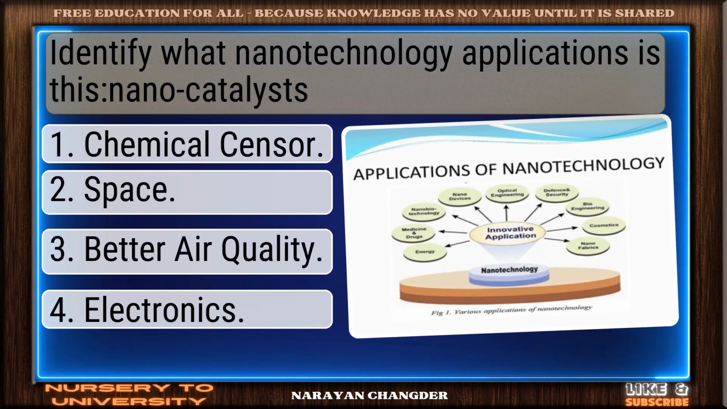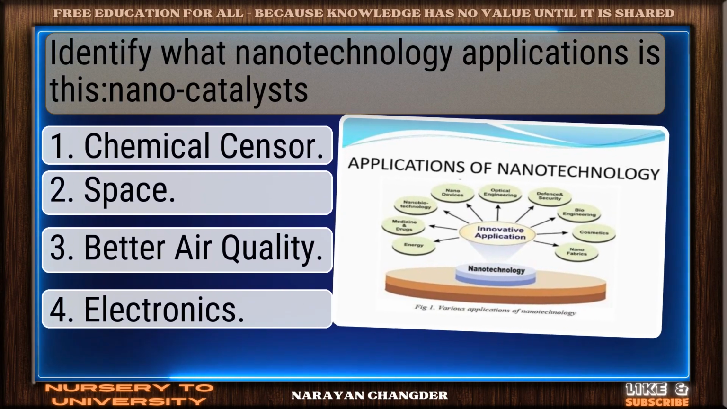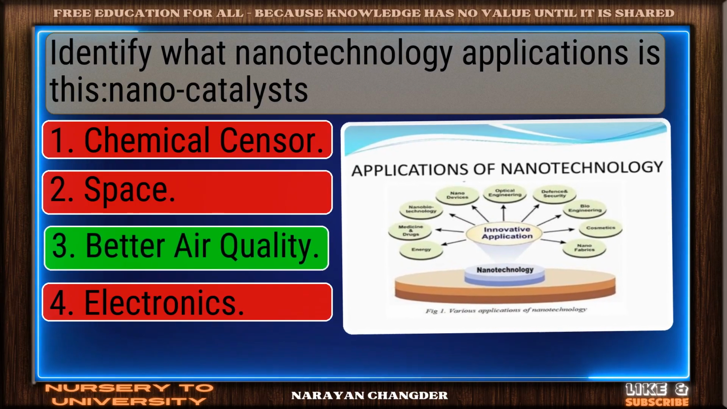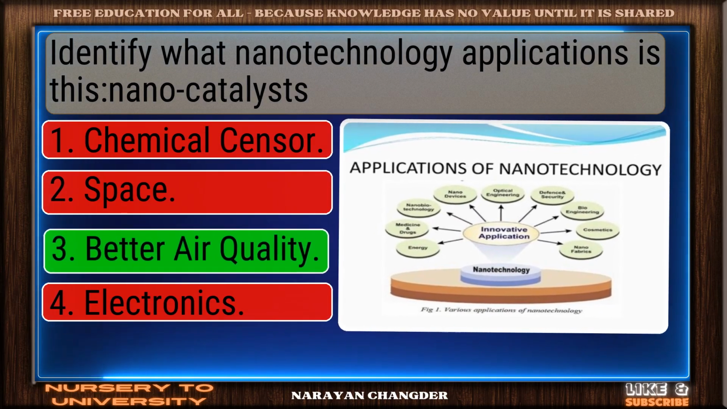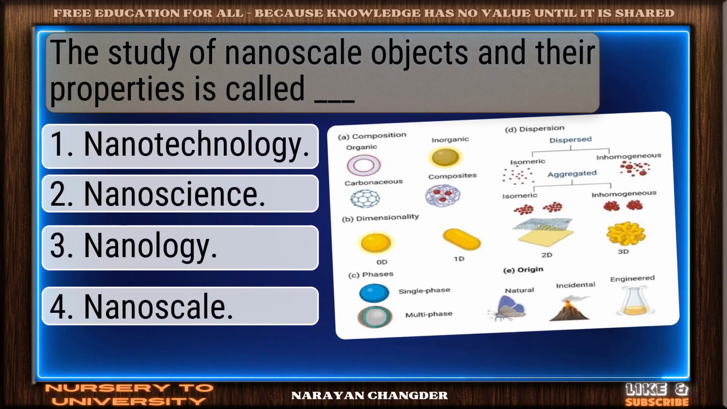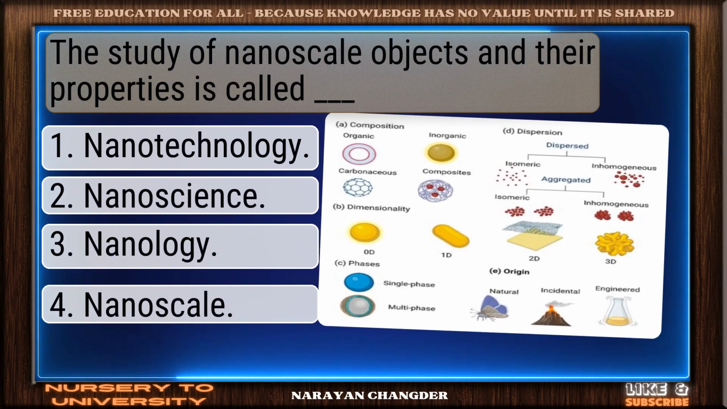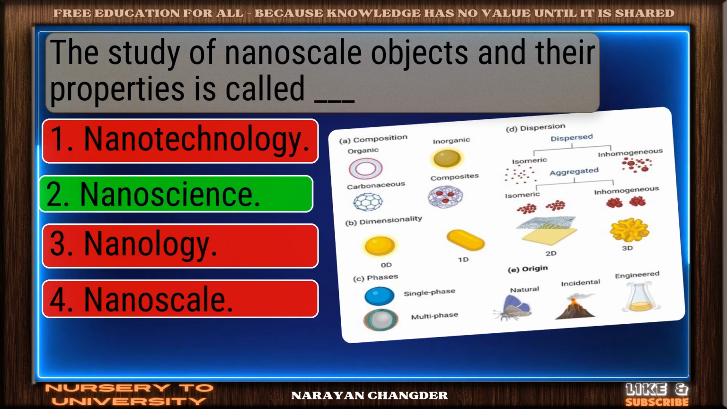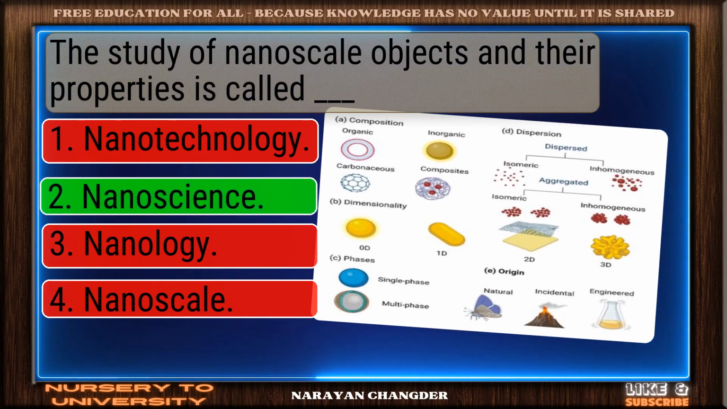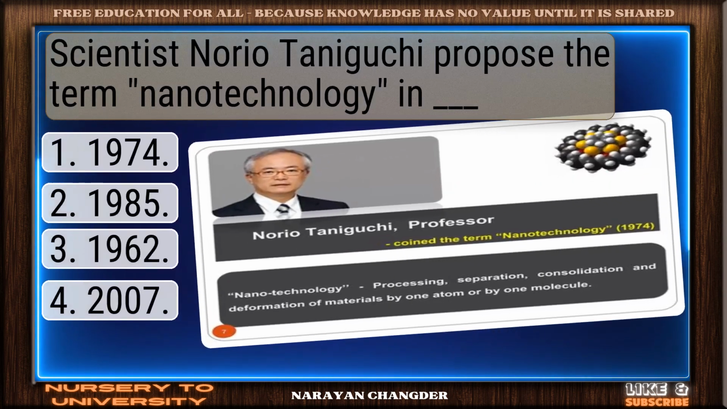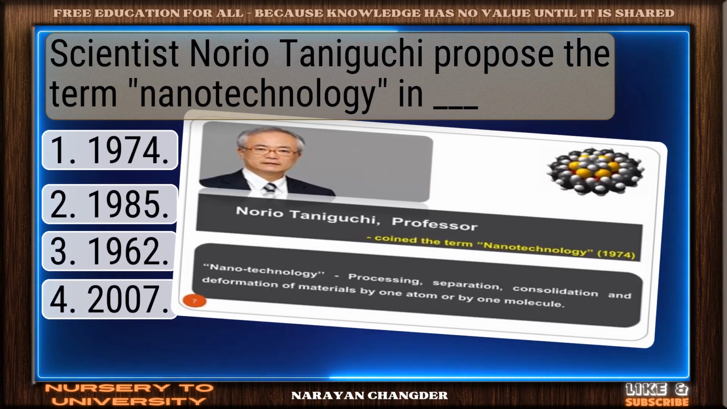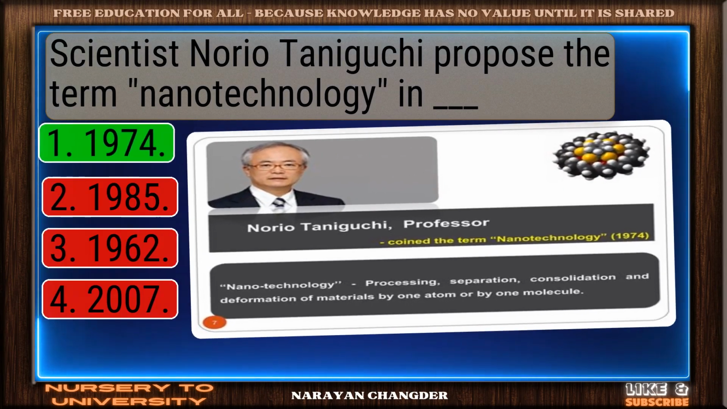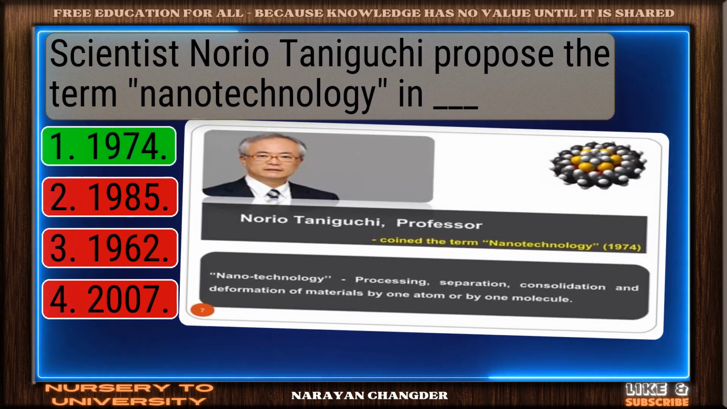Identify what nanotechnology application this is. Nanocatalysts. Good thinking. Better air quality is the right answer. The study of nanoscale objects and their properties is called dash. Smart pick. Nanoscience is the correct choice. Scientist Norio Taniguchi proposed the term nanotechnology in dash. Solid response. 1974 is a valid choice.